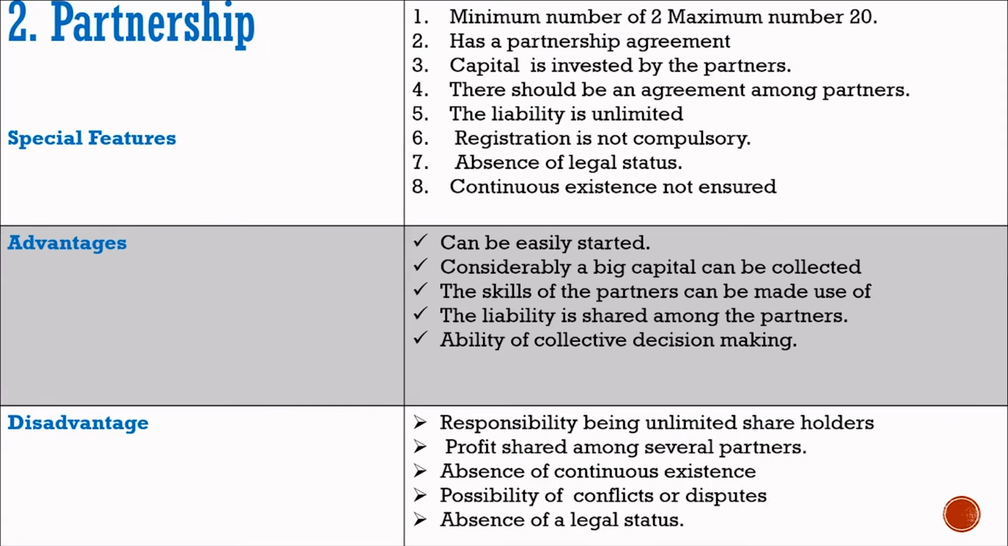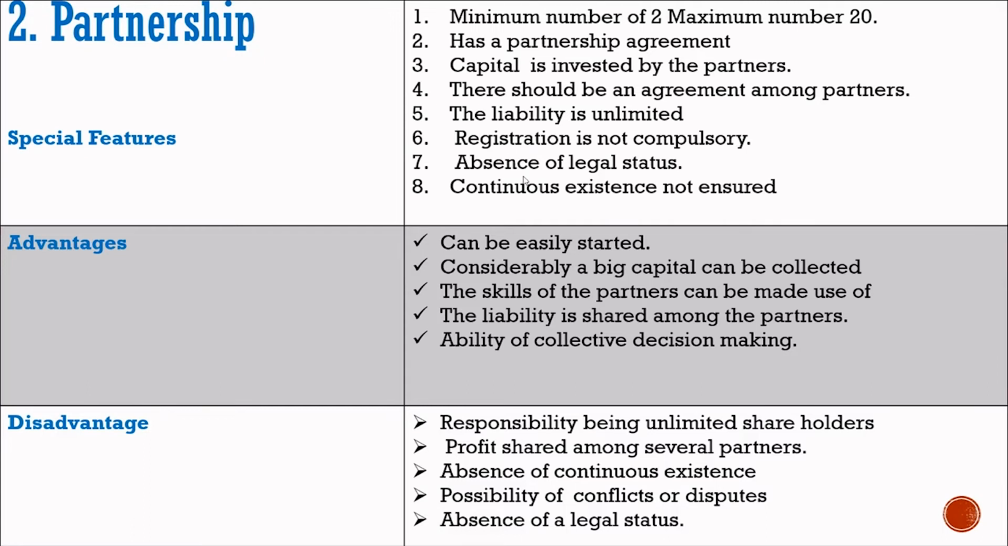Our next organization is the partnerships. These are organizations with a minimum of 2 members or a maximum of 20 members. They have a partnership agreement, either written or verbal, and the capital is invested by these partners. Their liability is also unlimited. As I said before, they also have to bring private property or funds if the business incurs losses or is in debt. And the registration is not compulsory for them.